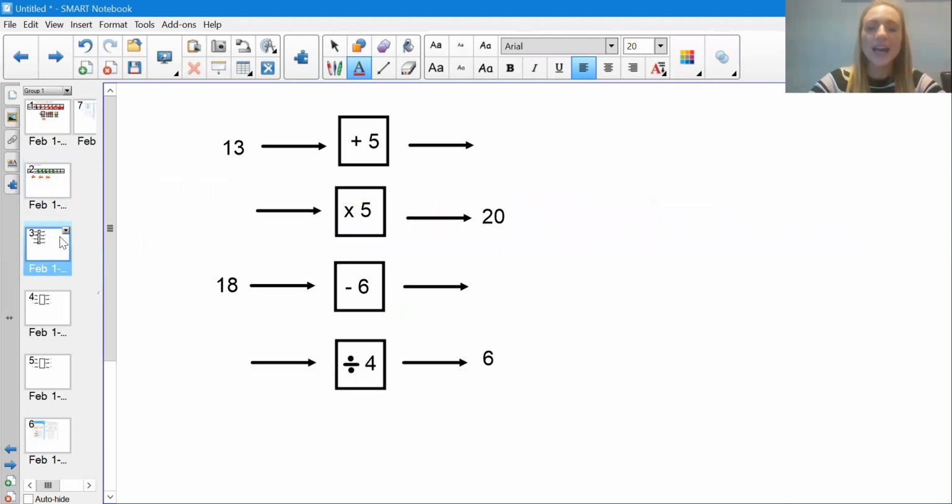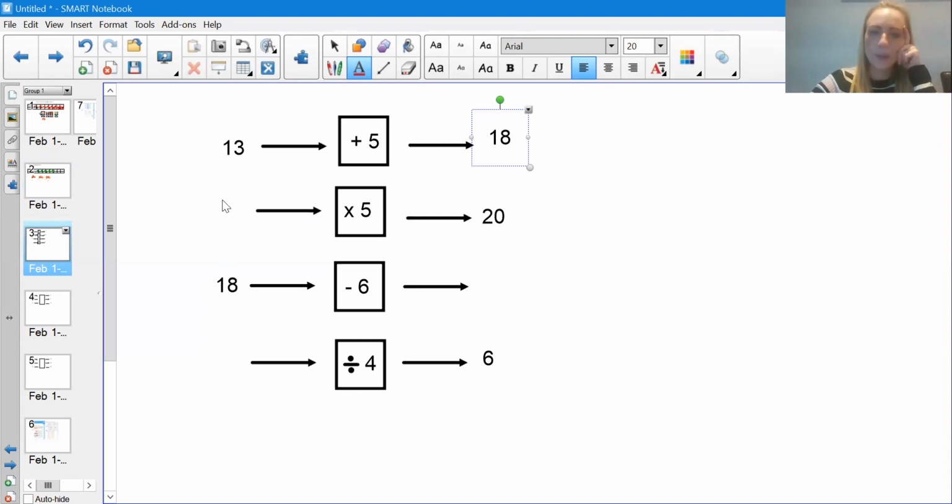Let's have a little look at this one. Now, the numbers that I'm putting in, they're my input numbers. So 13 is my input number, and I add 5 to that. So let's have a look at what my answer would be. If you've got 13 and you add 5, now I know that 3 and 5 make 8, and I've got my 10, so 18.